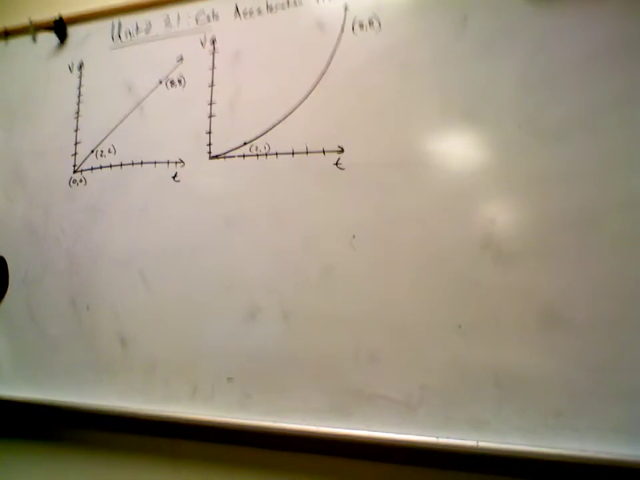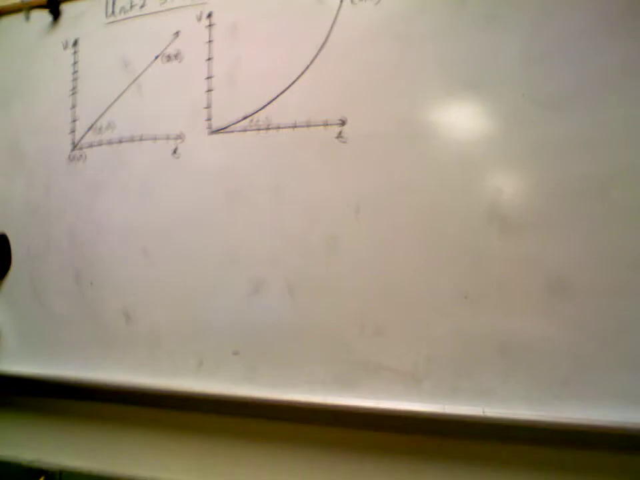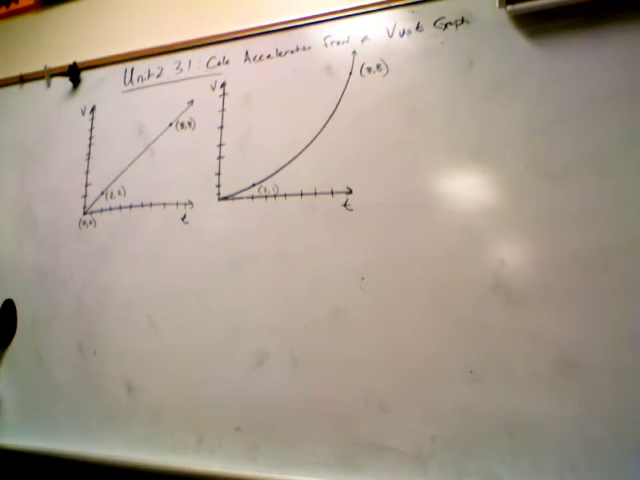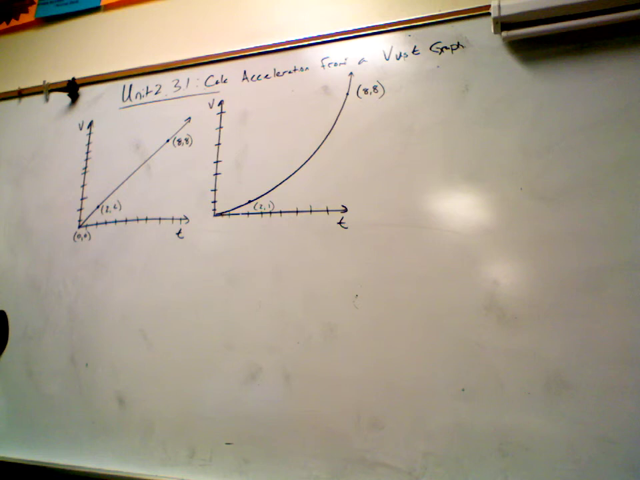Sticking with velocity versus time graphs. Here I have two velocity versus time graphs. Now, I want to calculate the acceleration from the velocity versus time graph. How can I do that? Using this velocity versus time graph, how can I calculate the acceleration? Find what? The slope. Why the slope, Caleb?